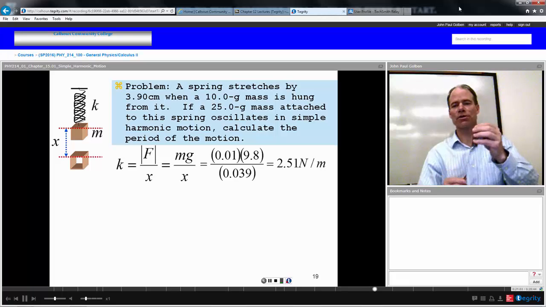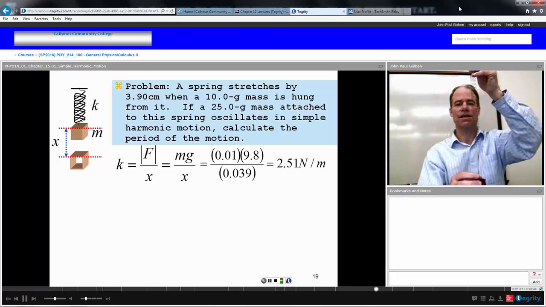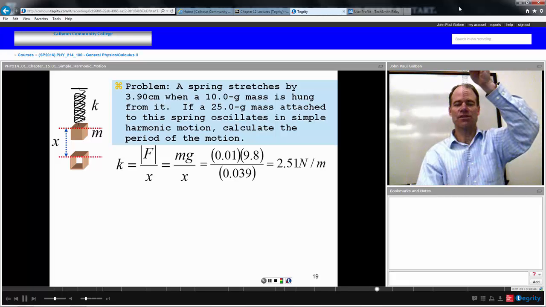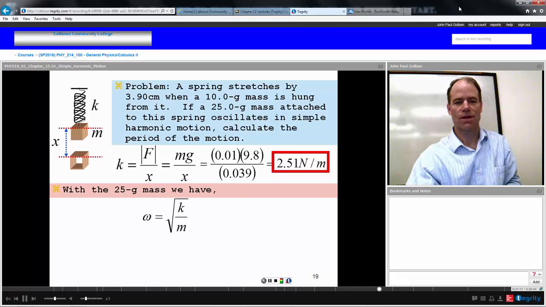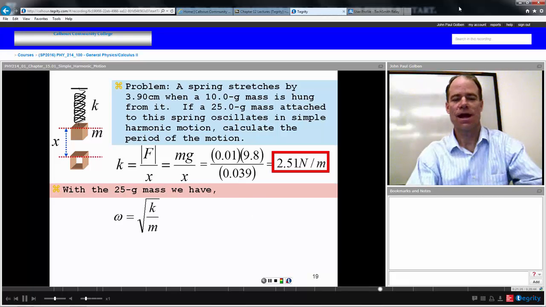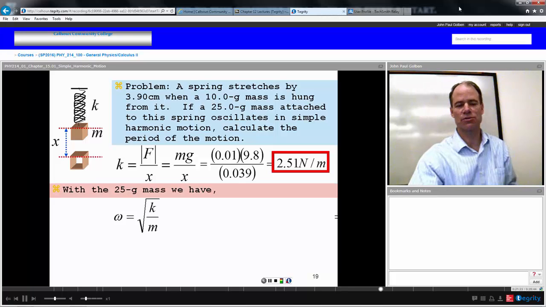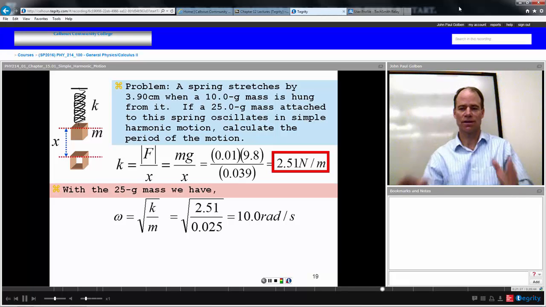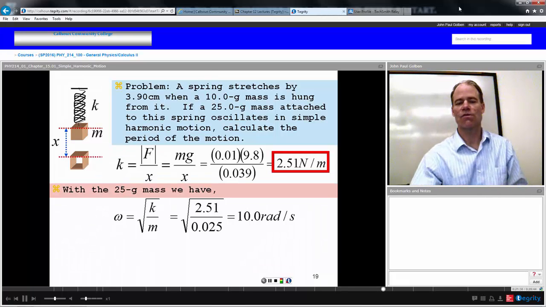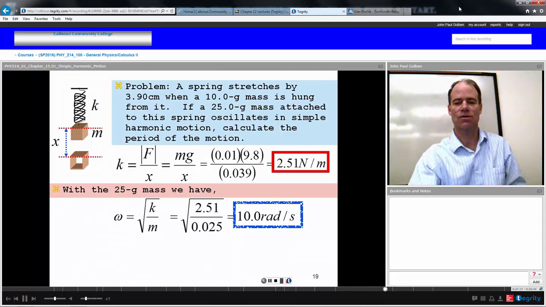Okay, so I'm going to put a new mass on there, a 25 gram mass, and establish equilibrium, and then start my simple harmonic motion from that point. With the 25 gram mass, I would say that my angular frequency would be the square root of K over M. We just determined K, 2.51 newtons per meter, intrinsic value of the spring. Over this new mass, 25 grams, 0.025 kilograms, take the square root of that. That gives me the angular frequency of 10 radians per second.